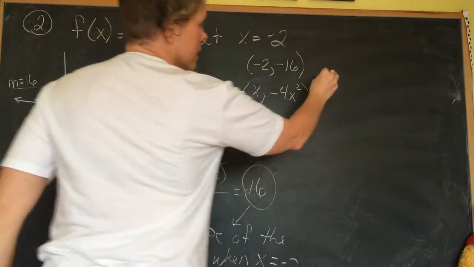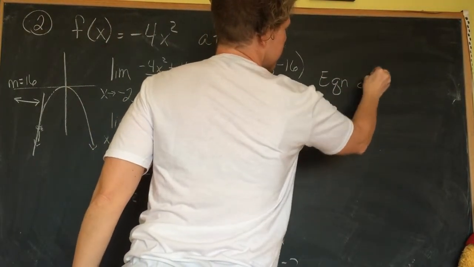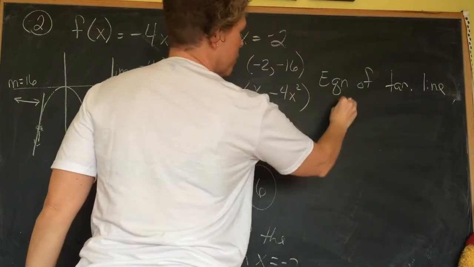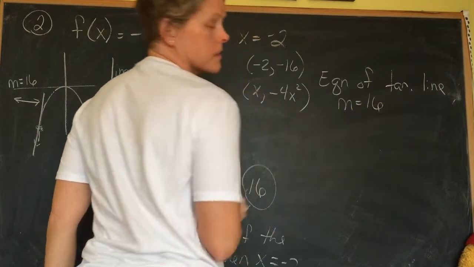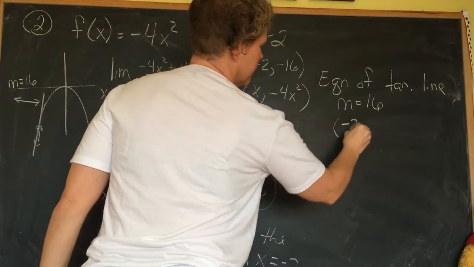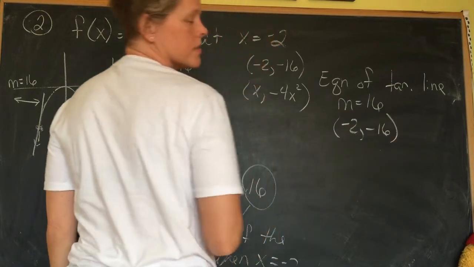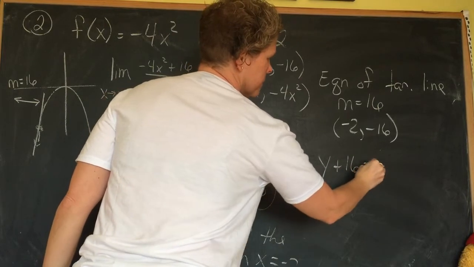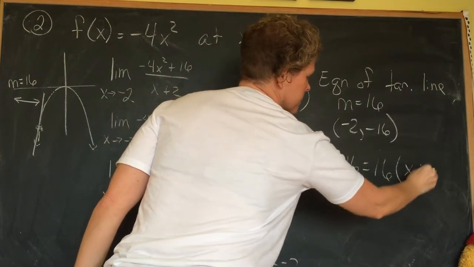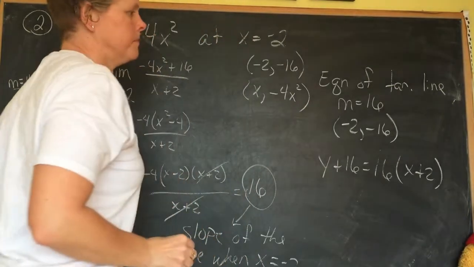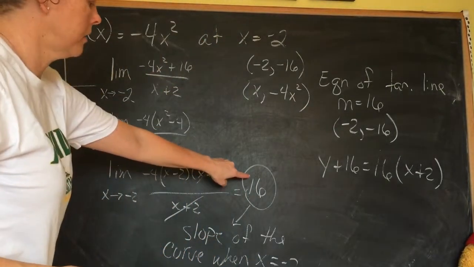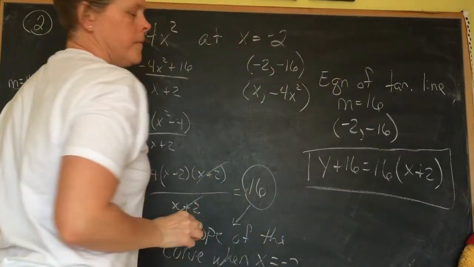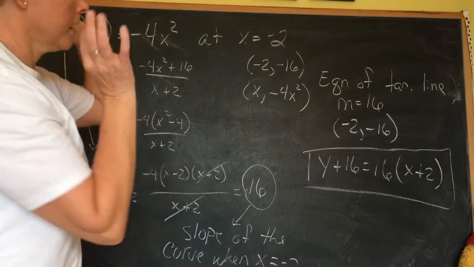The second part, the equation of the tangent line. Well, I know my slope, that's already 16. I know my point is -2, -16. Let's just write that in point-slope form. Okay, derivative, equation of the tangent line. All right, there's question 2.